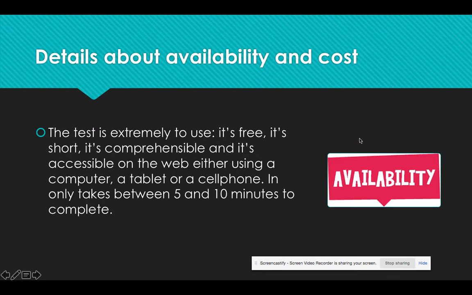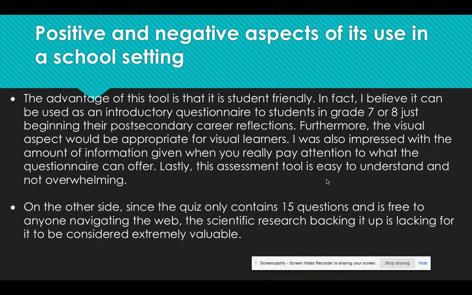So, availability and cost. This test is extremely easy to use. It's free. It's a short quiz. It's comprehensible. The information given is easy to understand. You can do it on a laptop, a tablet, or a cell phone, and it really only takes about 5 to 10 minutes. So it's easy peasy.